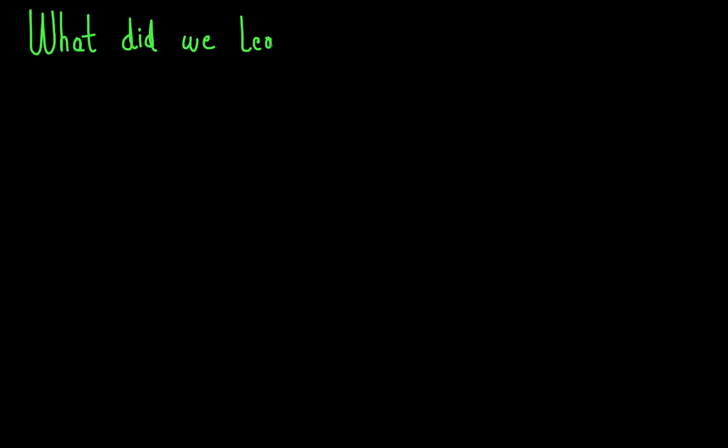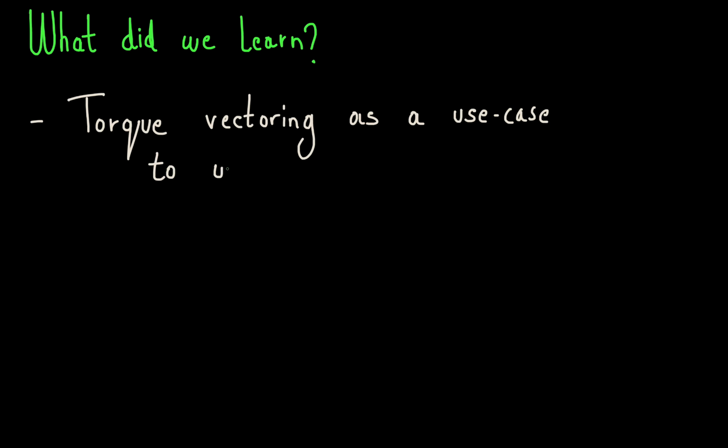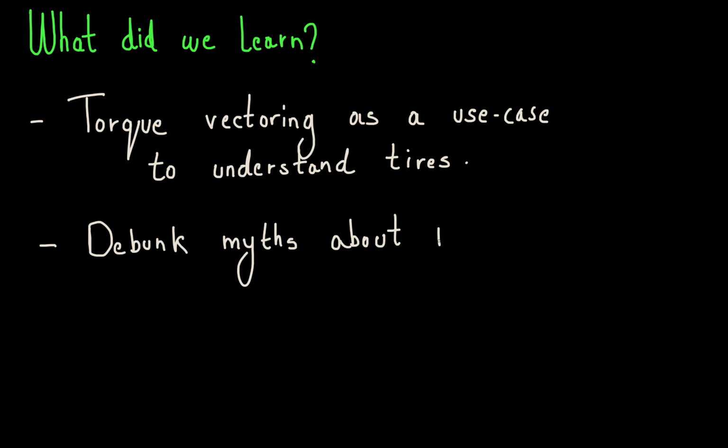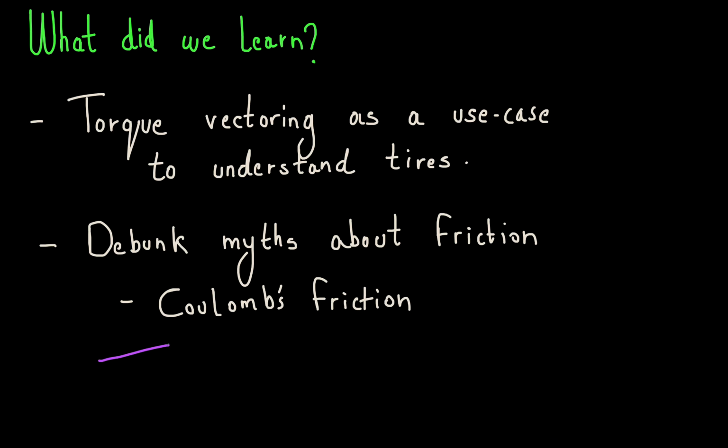So, what do we learn? We motivated the need to study tires through a case study on the failed Moose test, which forced us to design a torque vectoring controller. We walked through the Coulomb's model of friction and understood some of its drawbacks. It also helped us debunk a few myths about friction. That brings us to the end of this lecture.